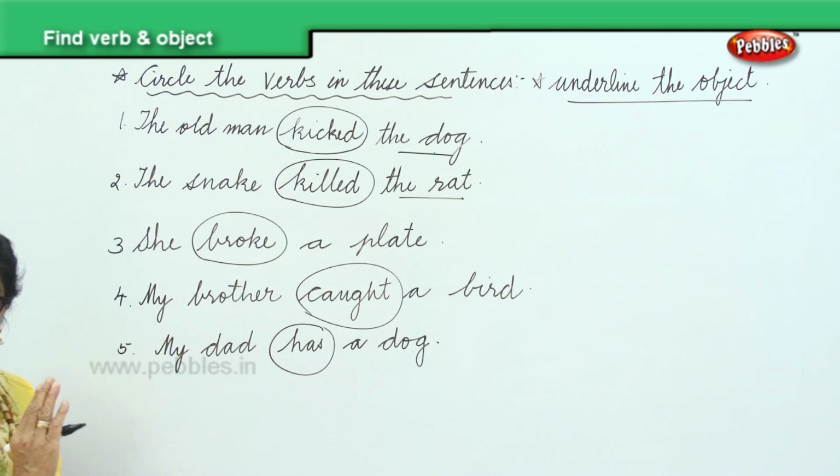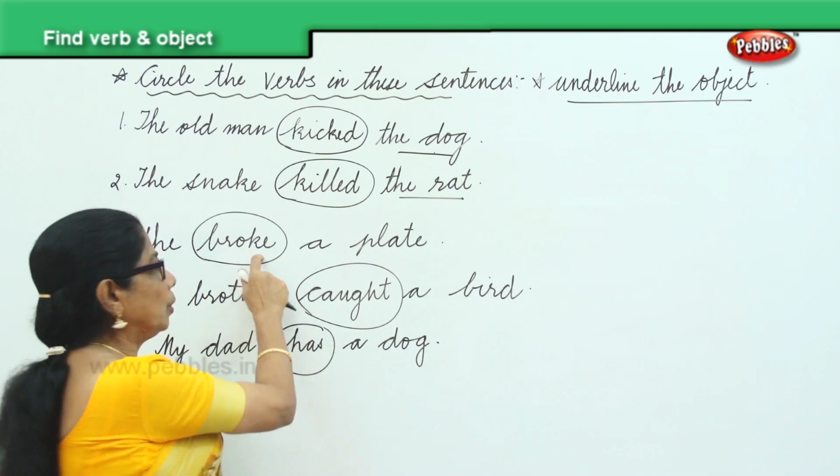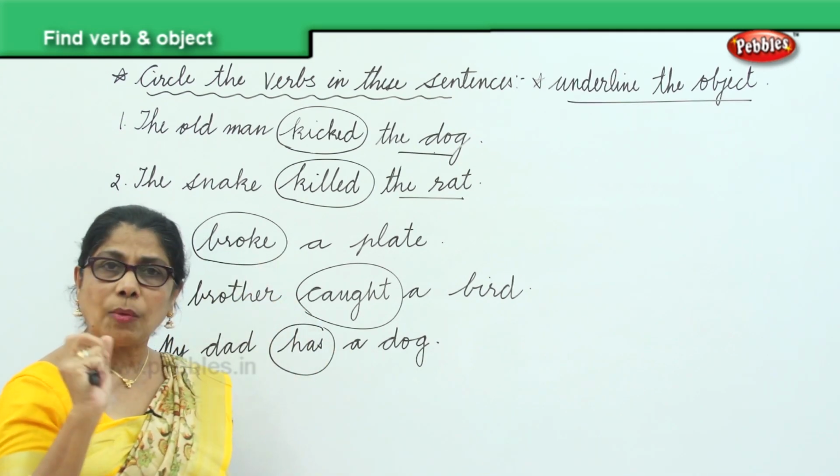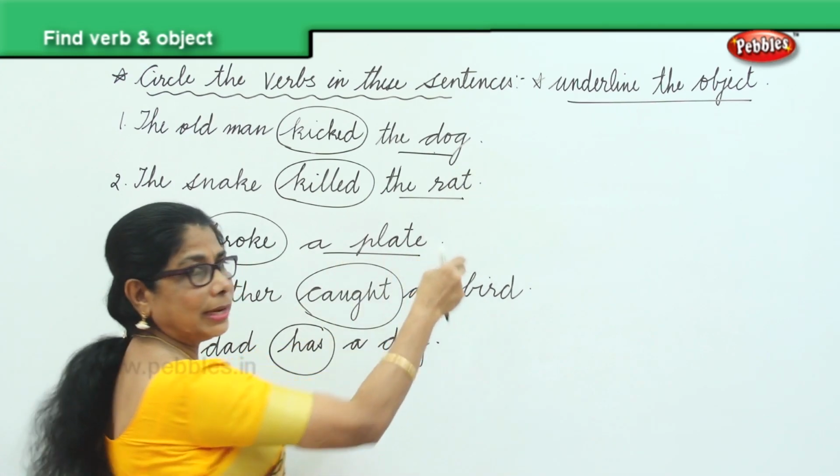The next sentence we have, she broke a plate. The subject, she. What action did she do? She did break a plate. She broke. Now, object. What object did she break? Plate. Plate is the object.